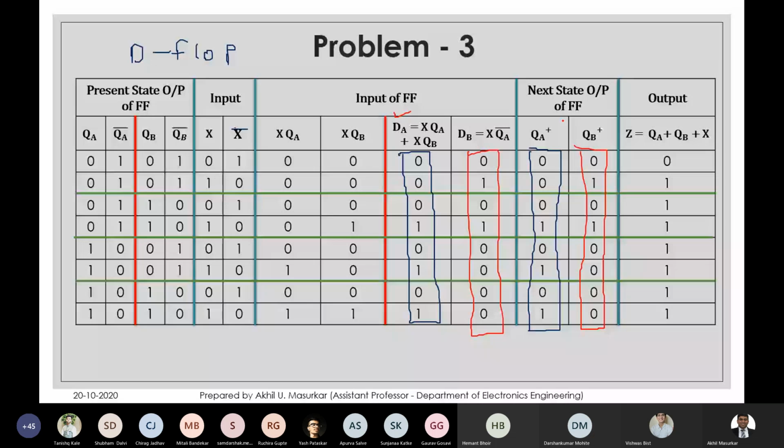Now here there is no JK, so we don't have to worry about some other logic. It's very straightforward. Whatever you are writing in DA and DB, the same thing will come in QA plus and QB plus.